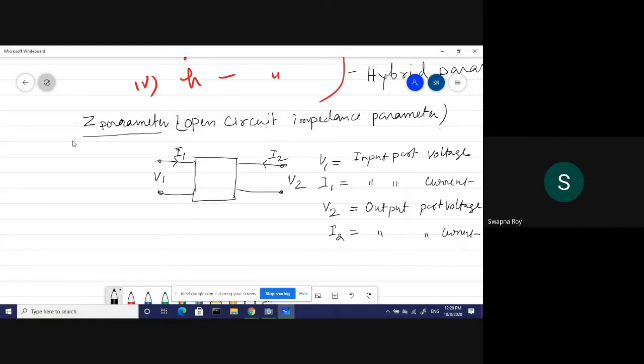So for a two-port network, the input and output voltages V1 and V2 can be expressed in terms of input and output currents I1 and I2. So in Z parameter, we express input and output voltage as a function of input and output current.